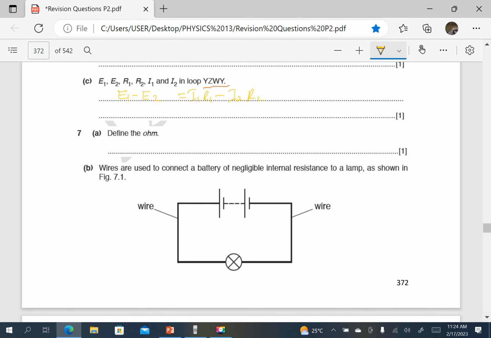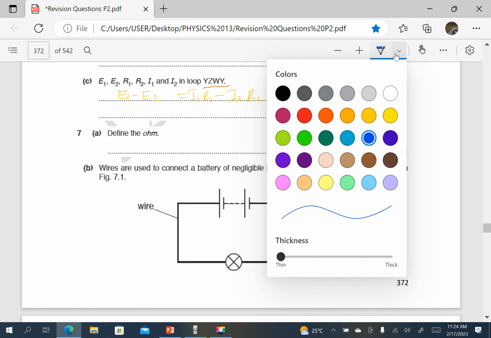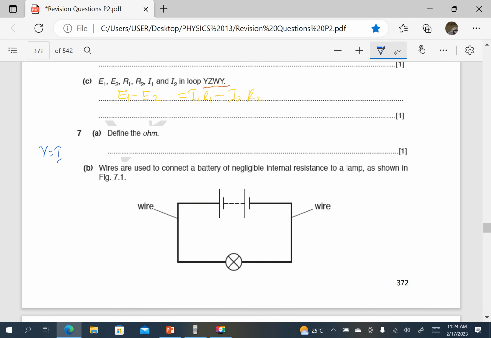Define the ohm. Of course, the ohm is a unit for resistance. So V is equal to I times R, so R is equal to V over I. The unit of V is volts, and the unit of I is amperes. So the ohm is a volt per ampere. That is the ohm.